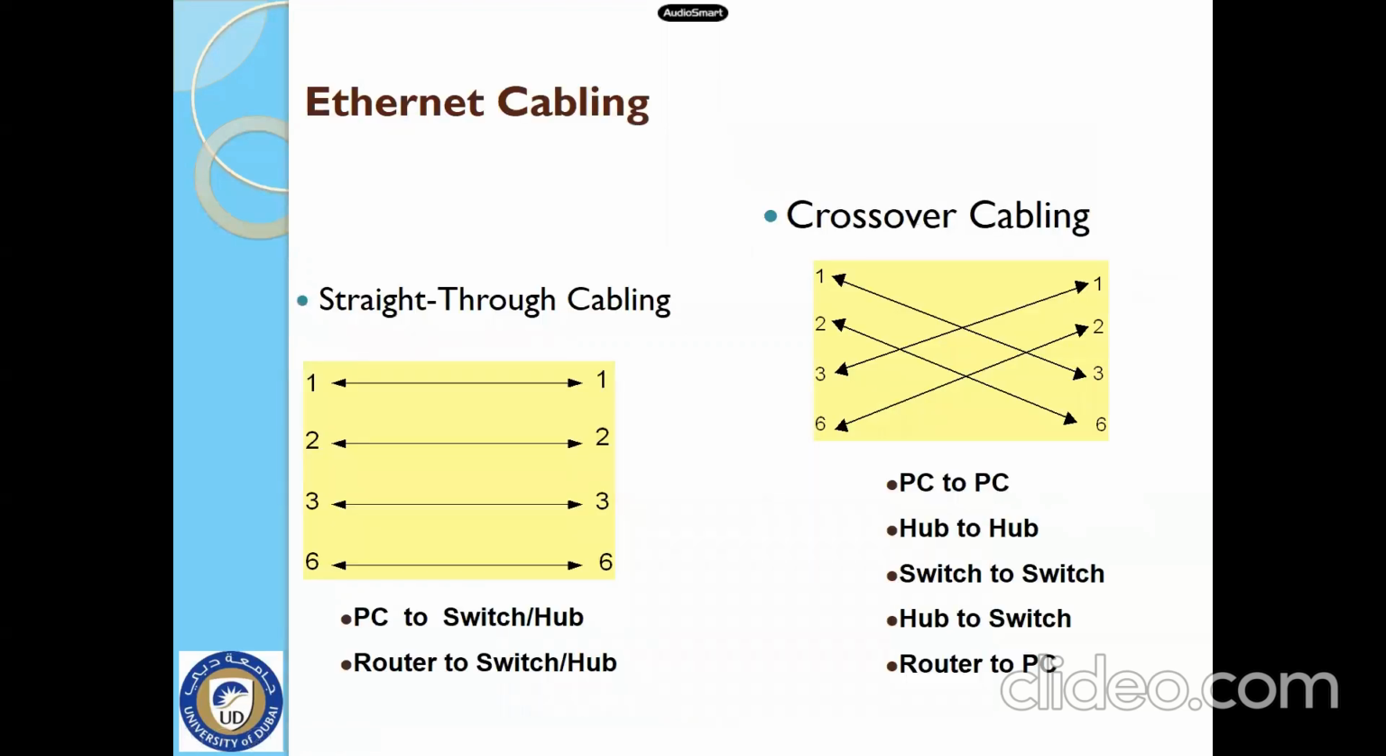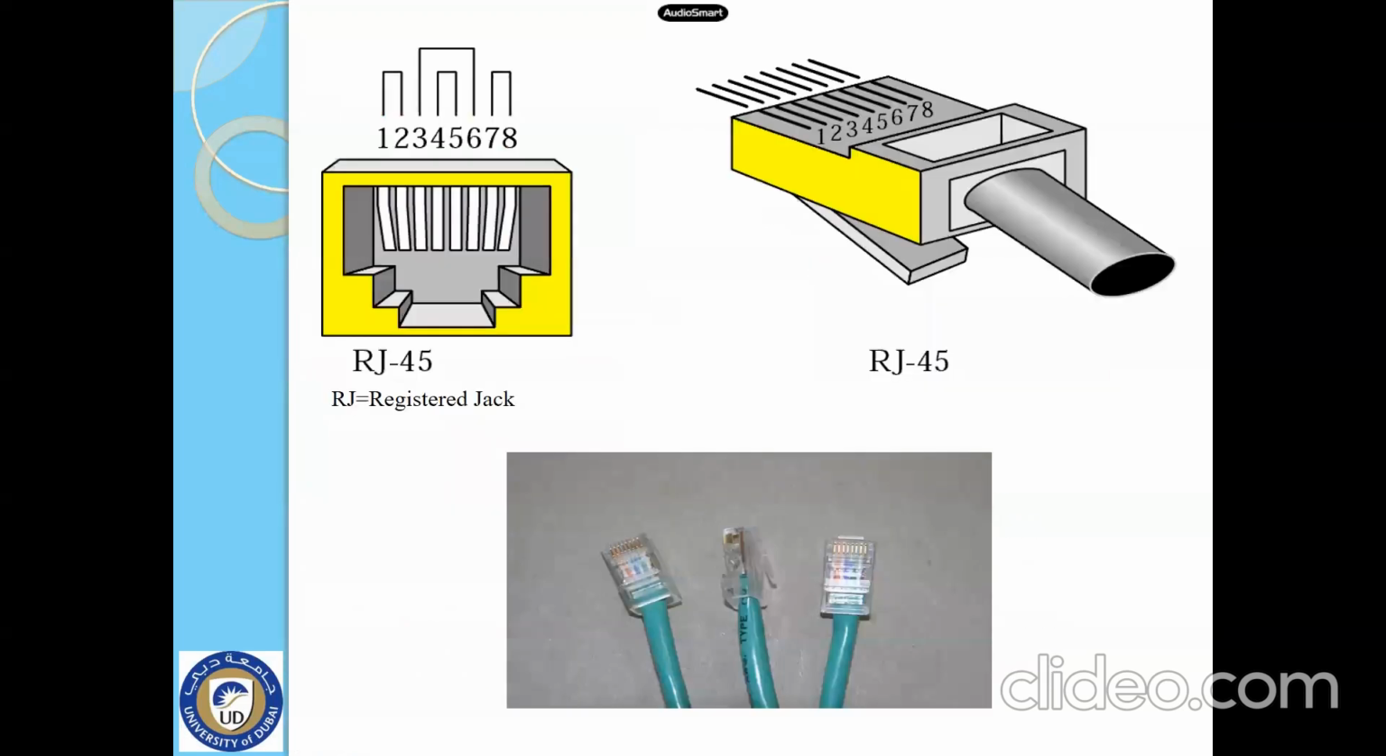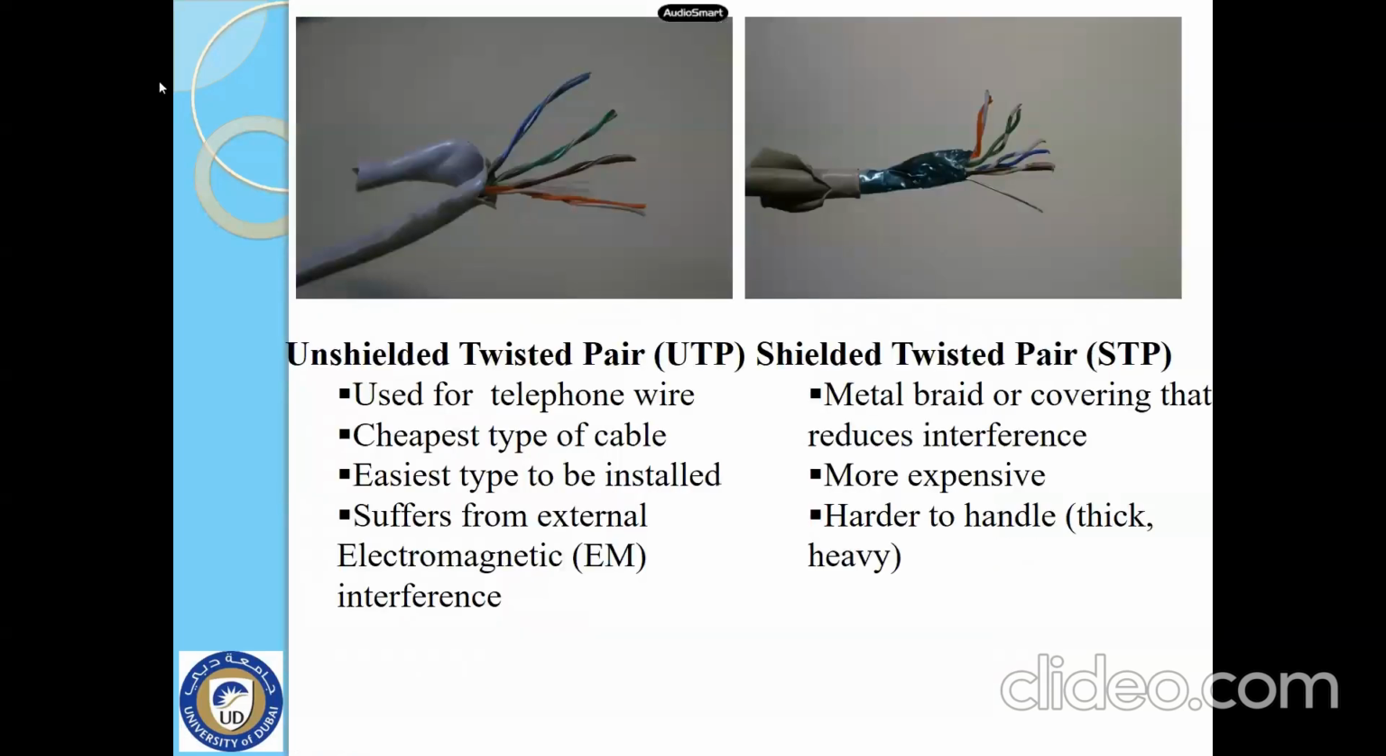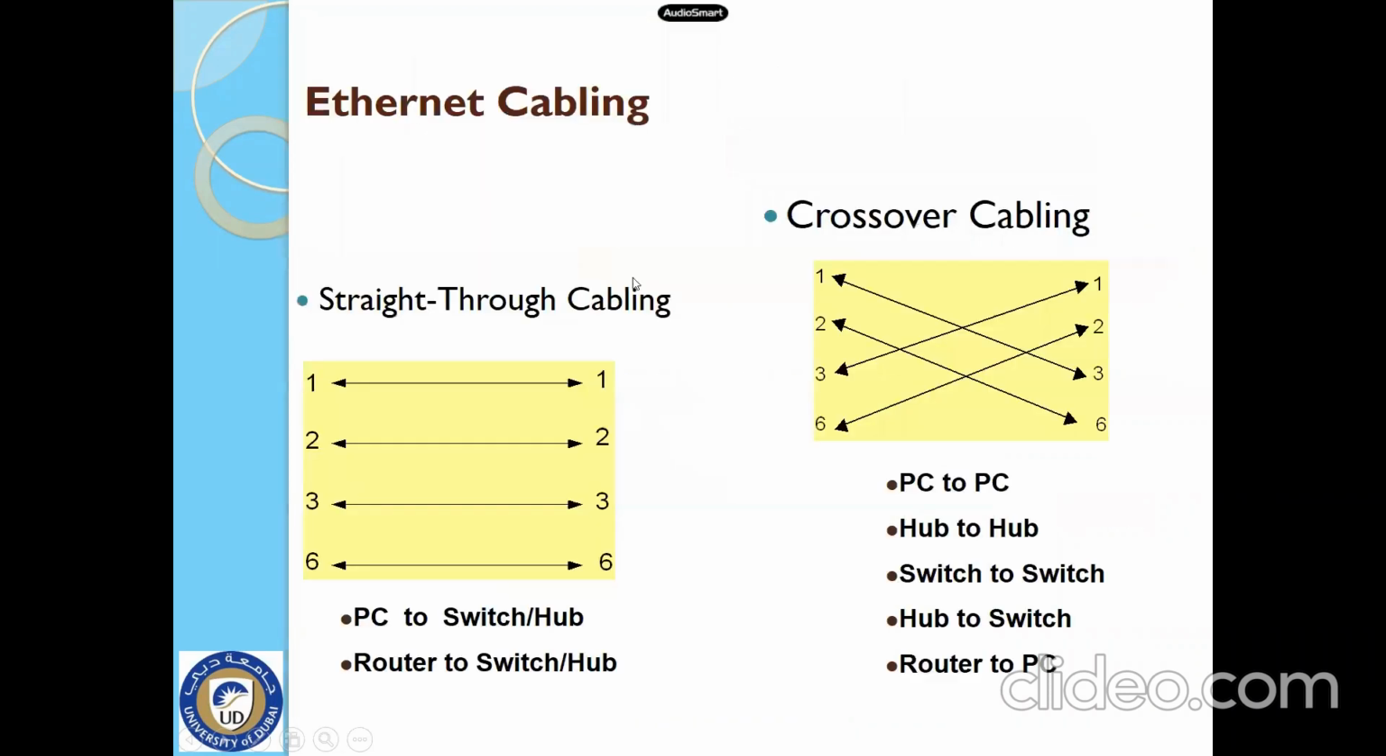Okay, so for the cabling, how to do that? By the way, we have 4 pairs here, but 2 pairs will be unused and 2 pairs will be used. So keep that in mind. So we have 4 pairs, 2 pairs will be unused. That's for Ethernet connection. Now, how to do the connection?